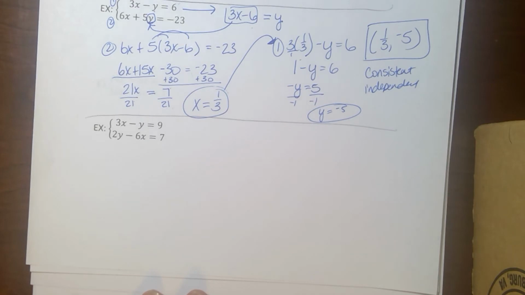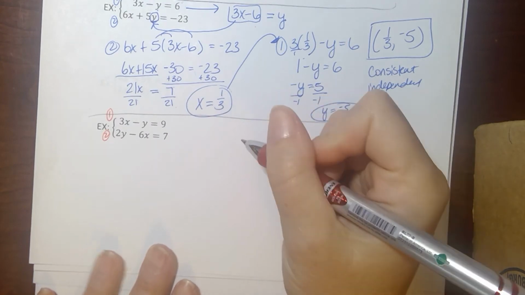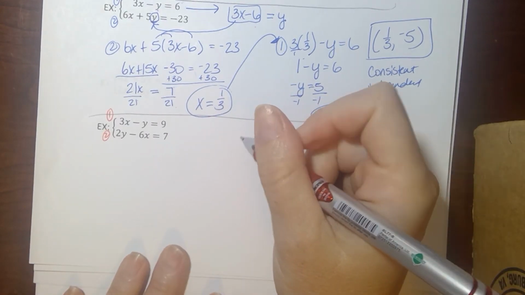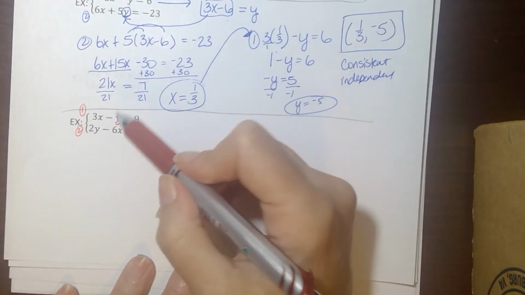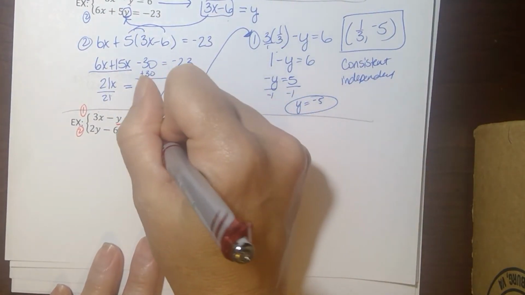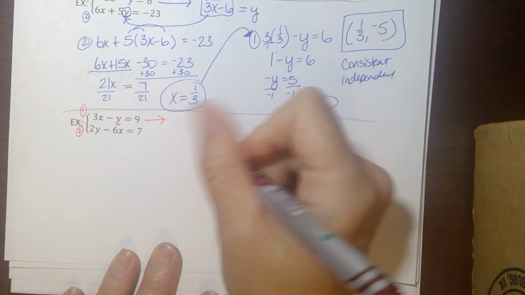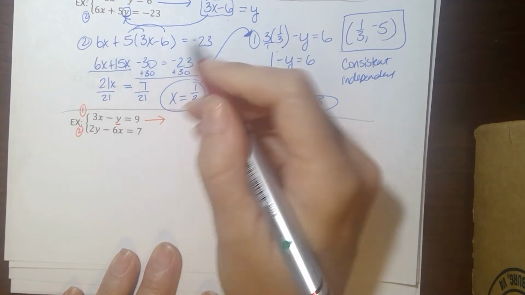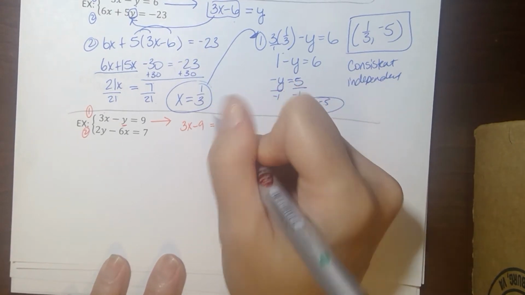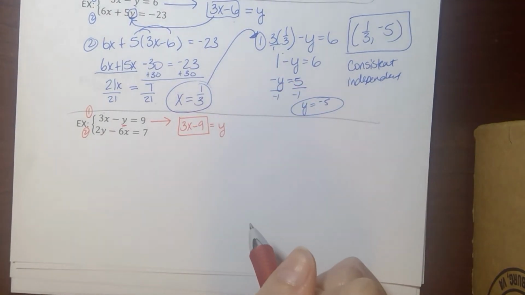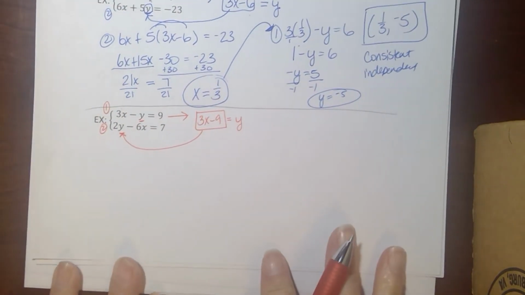Okay, let's look at this one again. Remember, we want to work smarter, not harder, right? So we want to pick the variable that's going to be easiest to solve for. So I'm going to pick y again in equation 1 because it's the only variable that has a coefficient of 1. So I pull it out and I'm going to solve in terms of y. So I want my y to be positive. I'll move it to the right. That means I need to subtract the 9 and I get 3x minus 9 is equal to y. So y is the same thing as 3x minus 9. That's my substitution into equation 2.